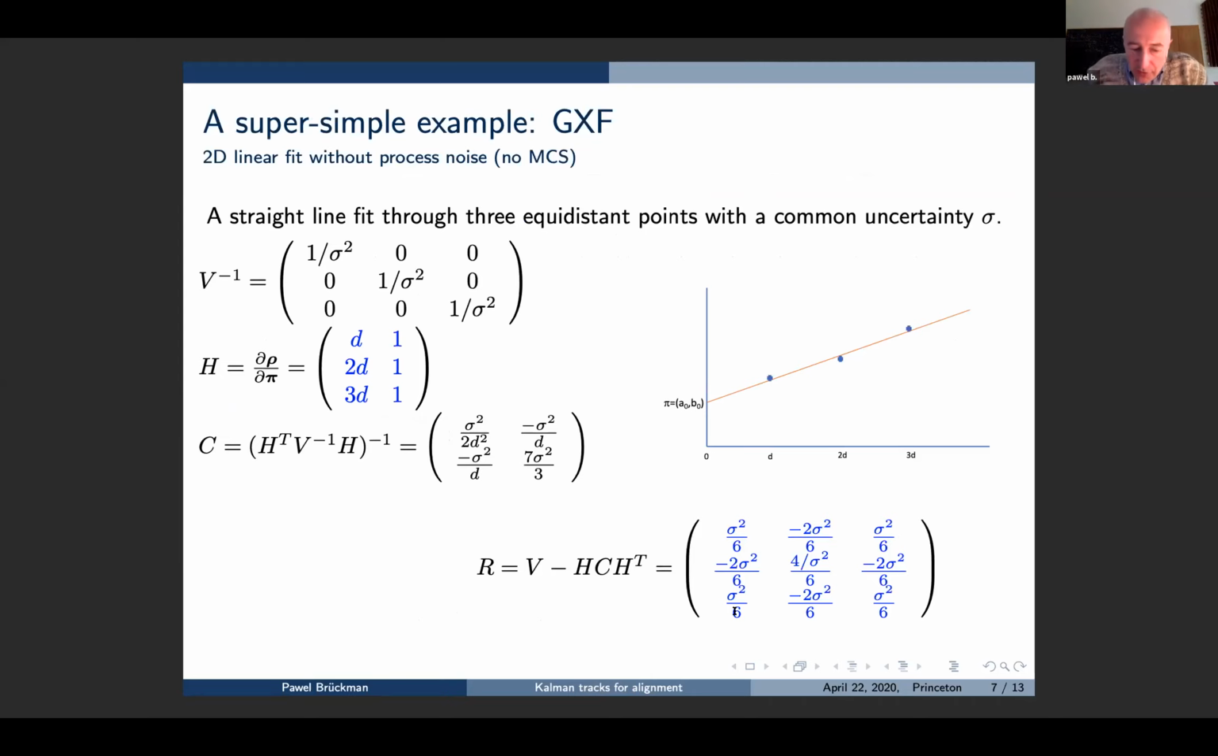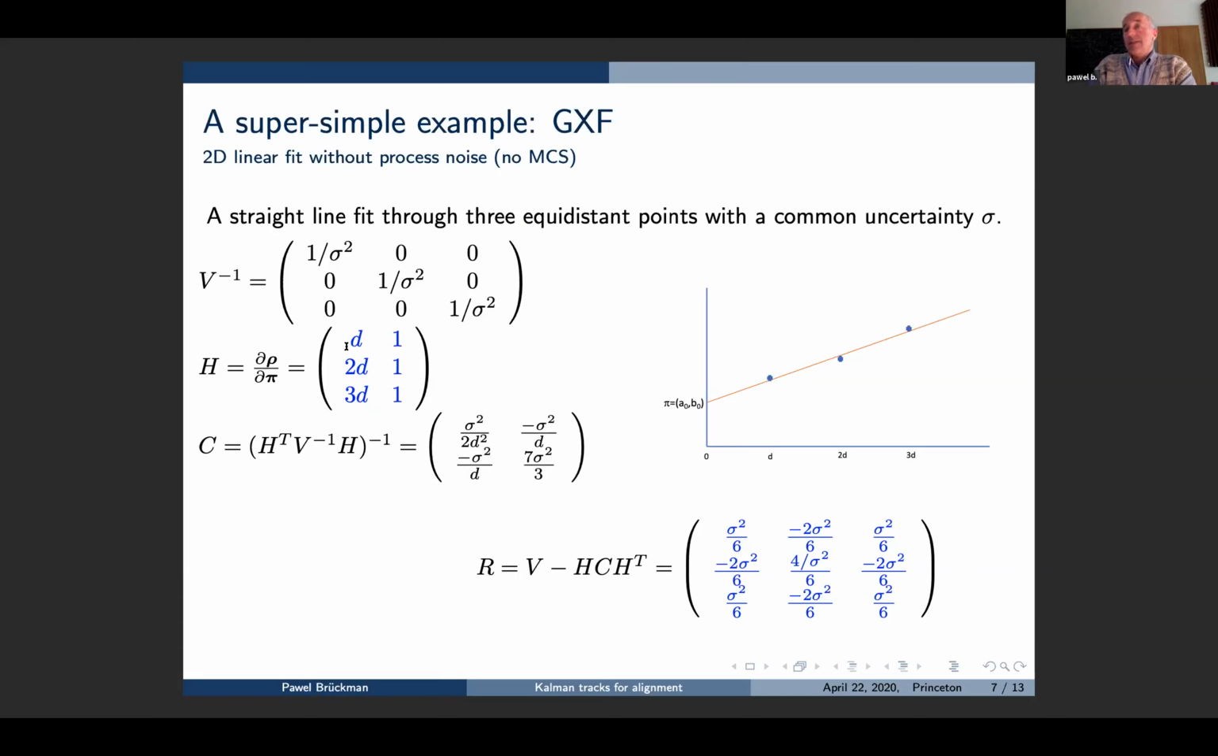Okay, so let me show you, this is something that I always do to better understand what I'm doing. It's to analyze a super simple example. This is a global chi-square fit, least squares, if you like, of a track, well, actually on a straight line through three equidistant points with a common uncertainty on each, sigma. So we have our covariance matrix or weight matrix in this case.